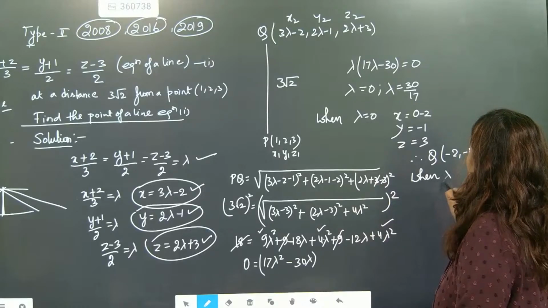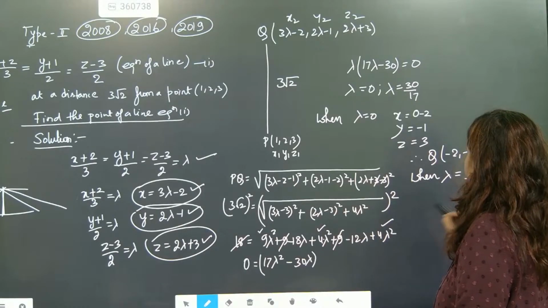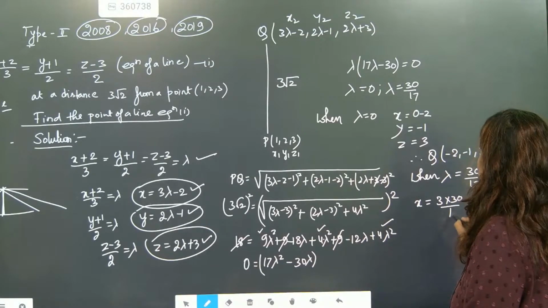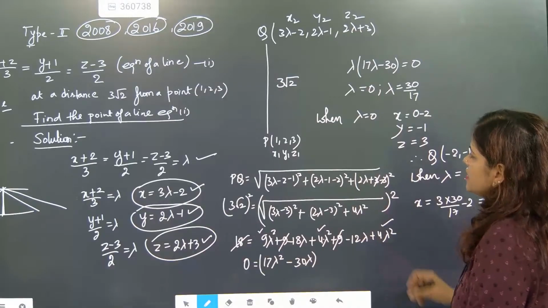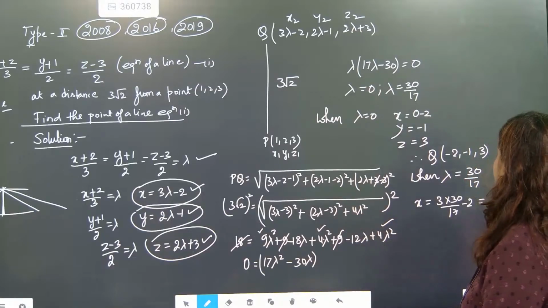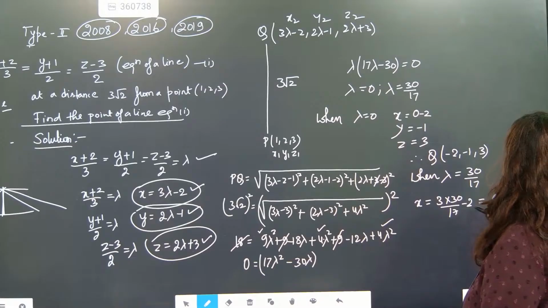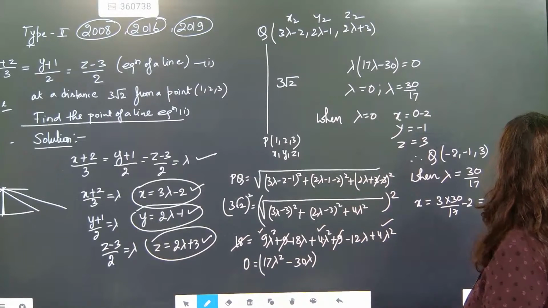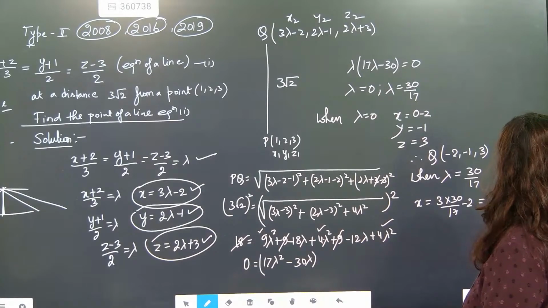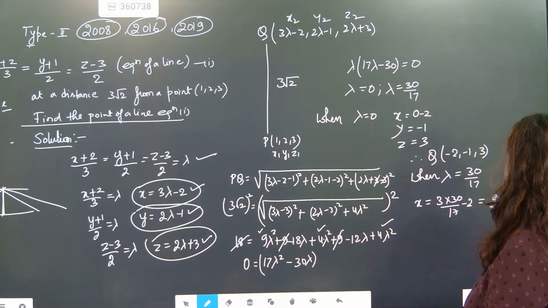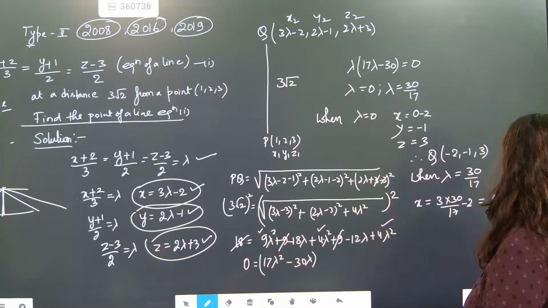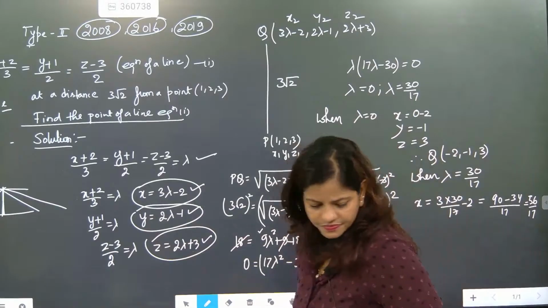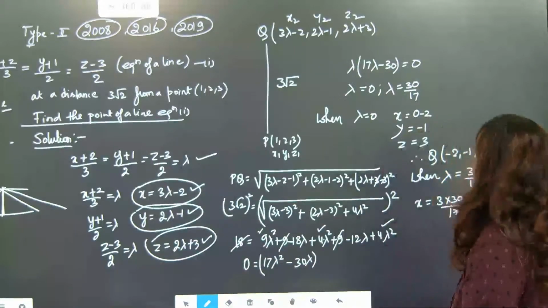Now, when lambda will be equal to 30 by 17, then x will be equal to 3 into 30 by 17 minus 2. That is 90 by 17 minus 2, so it is 56 by 17. Check, the first answer is coming as 56 by 17.